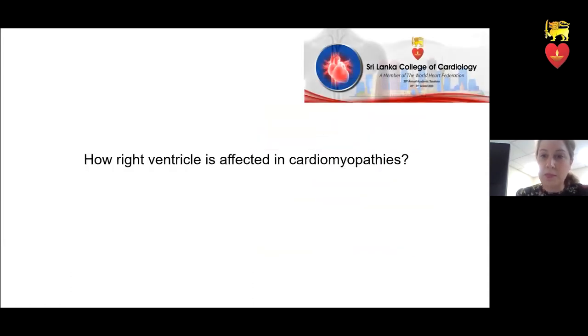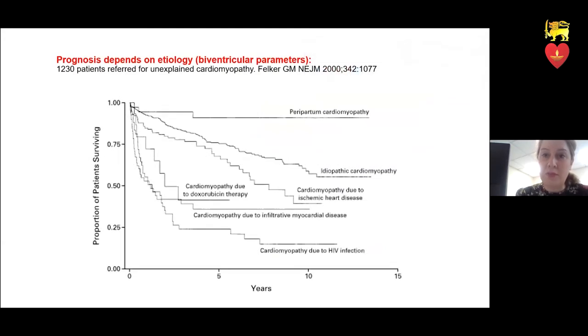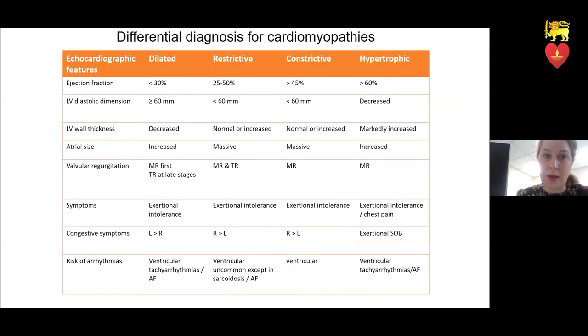How is the right ventricle affecting cardiomyopathies? We know that when we have biventricular impairment, as you can see, the survival for patients is much worse than when we have only the left heart affected. And this is important because that's why we need to have a proper assessment of the right heart.